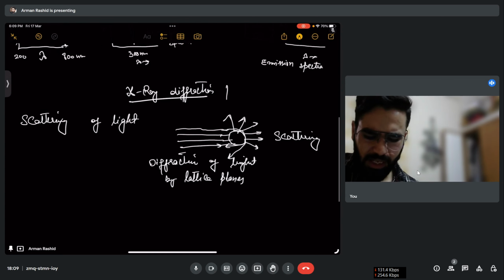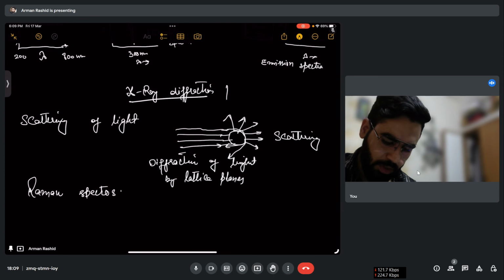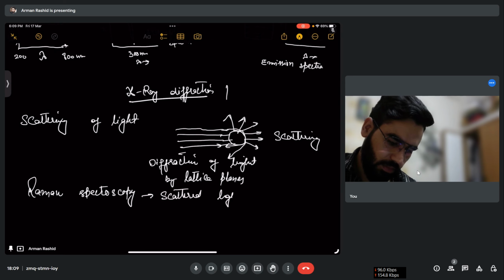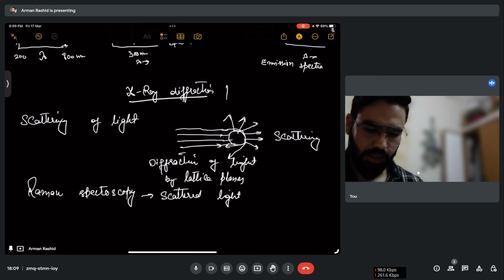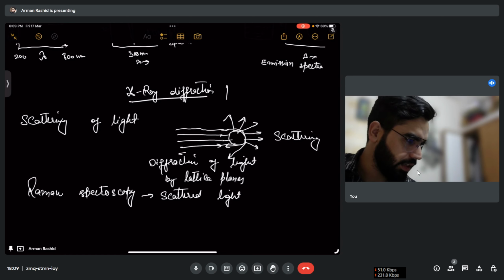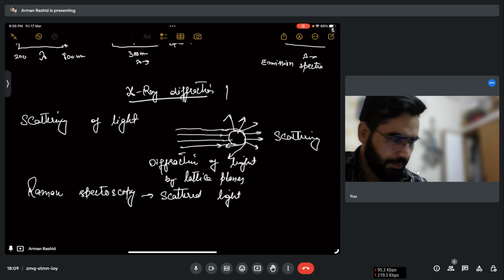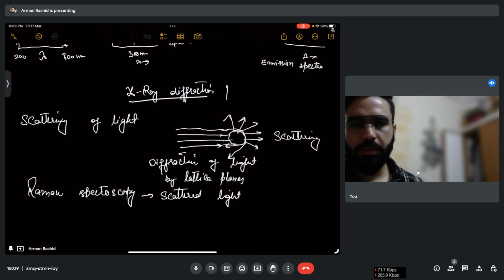A similar case happens in a Raman spectroscopy. In case of a Raman spectroscopy, we are actually looking for scattered light. So this is the main concept regarding this. This is how different types of spectra are there.